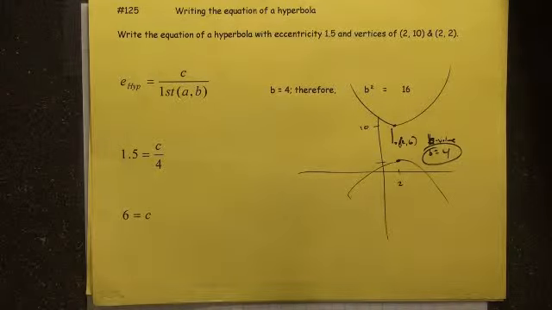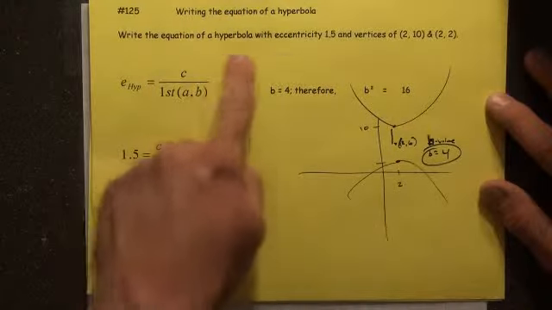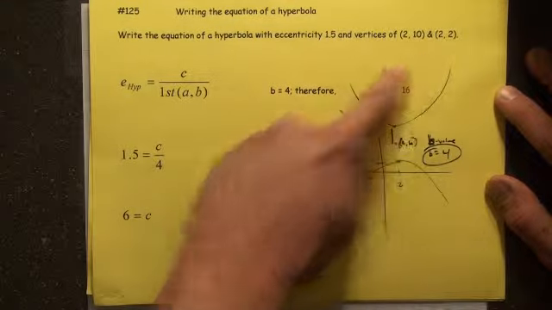Video number 125, writing the equation of a hyperbola. Write the equation of a hyperbola with eccentricity 1.5 and vertices (2, 10) and (2, 2).